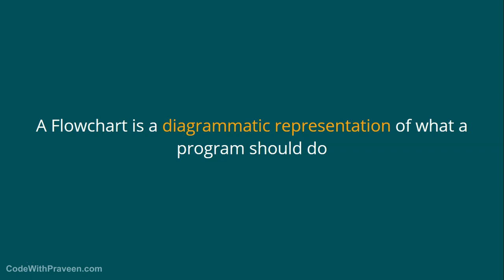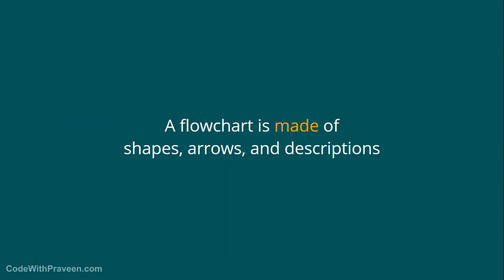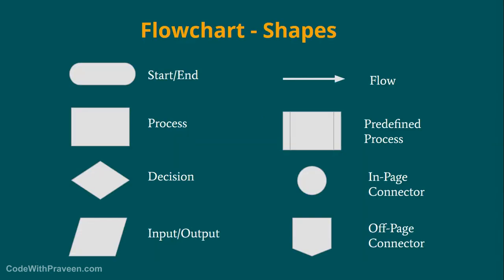represent a program. A flowchart is made of shapes, arrows, and descriptions. These are the various shapes we typically use in a flowchart. As you can see, the number of elements are just minimal. In fact, I will leave a visual guide after this video showing the different shapes available in a flowchart and their purpose. The first is the start and the end.